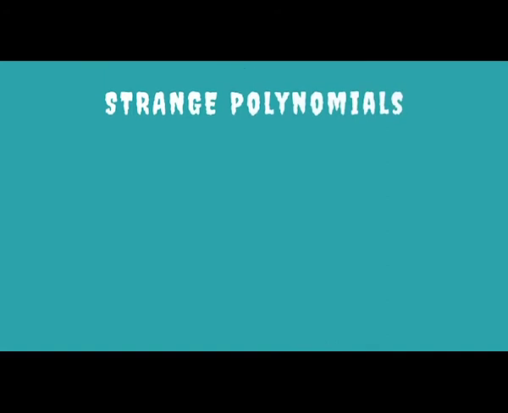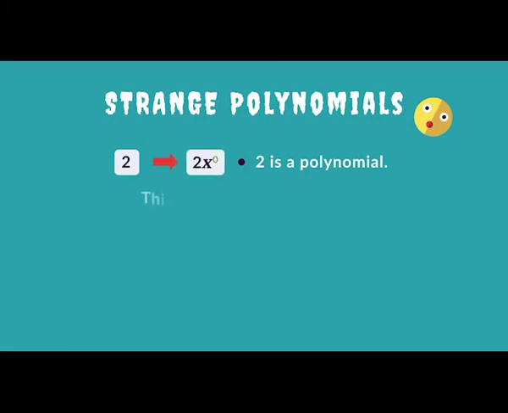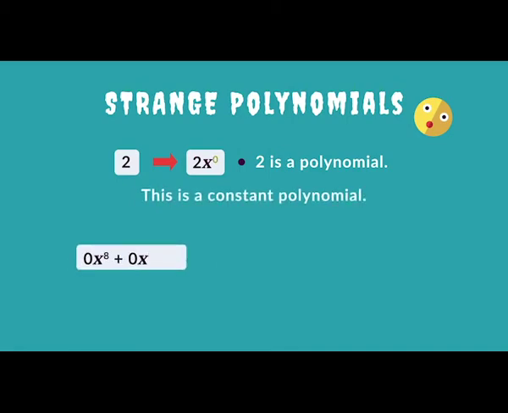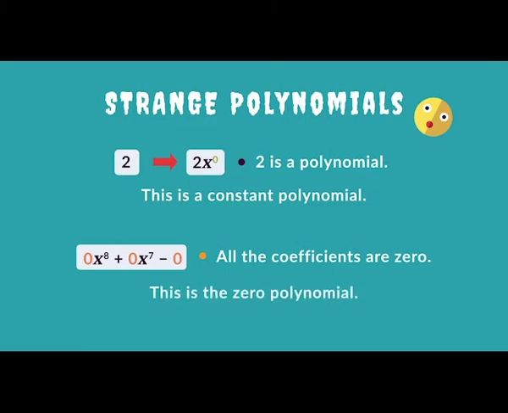You might be surprised that any number, for example 2, is a polynomial. The number 2 is equal to 2 times x to the power of 0, so it obeys the rules. It's called a constant polynomial. What about a polynomial where all the coefficients are 0? In this case, it doesn't matter what the value of x is, the polynomial will equal 0. This is called the zero polynomial.